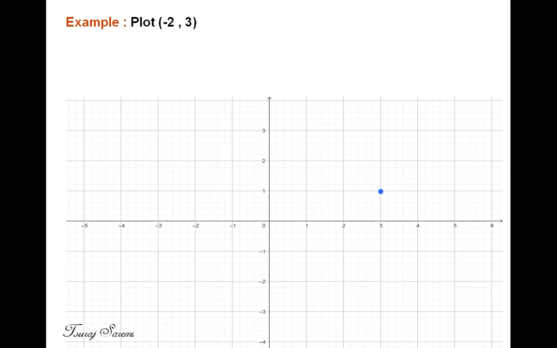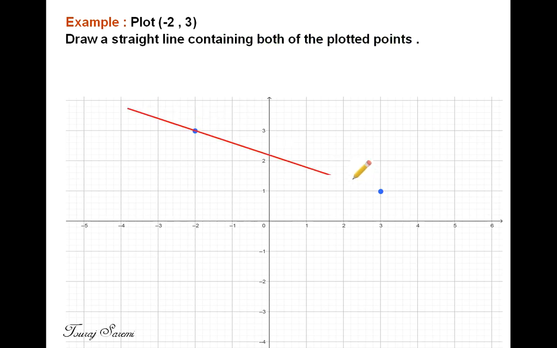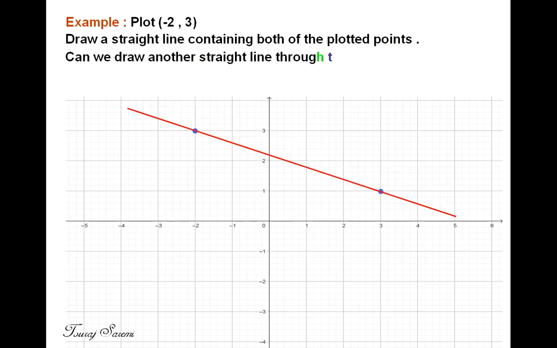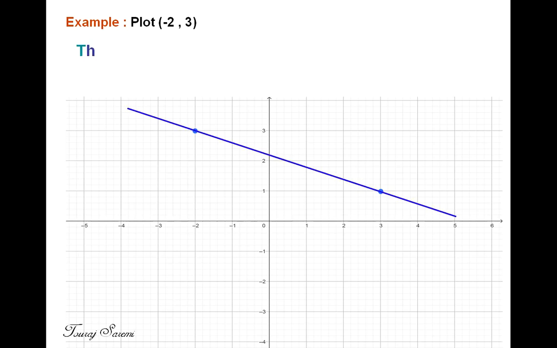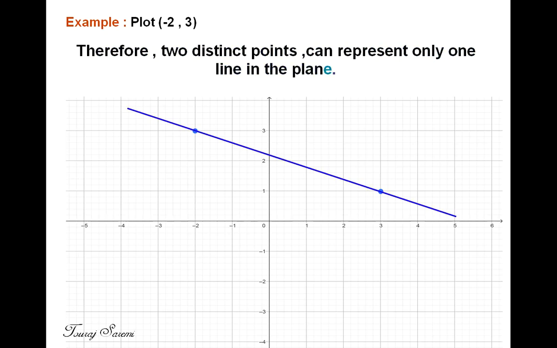Example: plot (-2, 3). Draw a straight line containing both of the plotted points. Can we draw another straight line through the same two points? Of course not. Therefore, two distinct points can represent only one line in the plane.